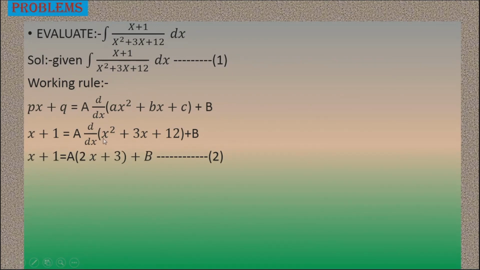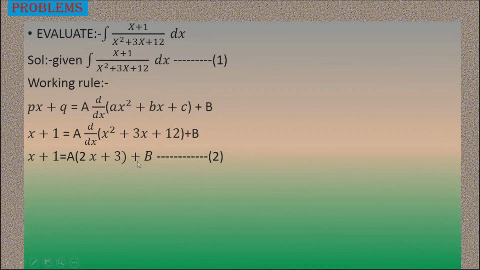2x plus 3x differentiation is 3, and 12 is constant, so its differentiation is 0. So write B as it is. Now the differentiation is over. I am taking this as equation 2, only this bracket we differentiated. Now by this you have to find the values of A and B.